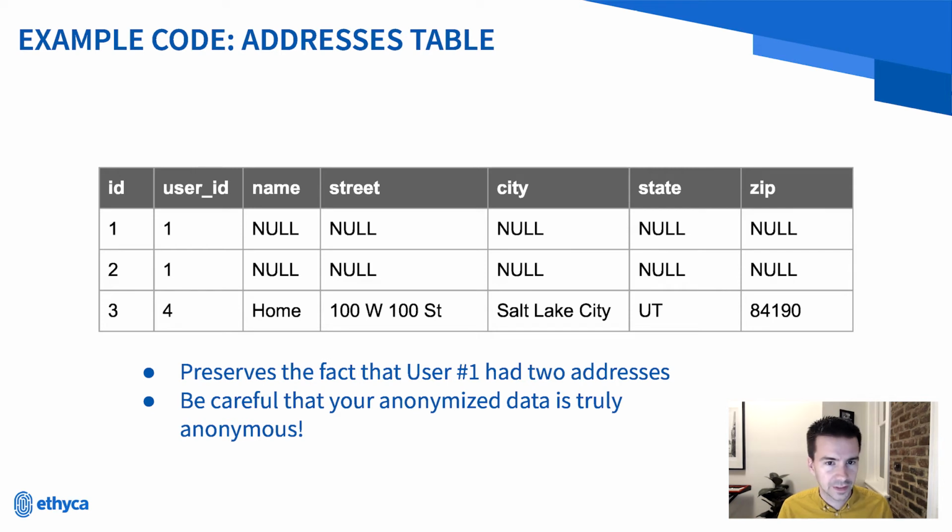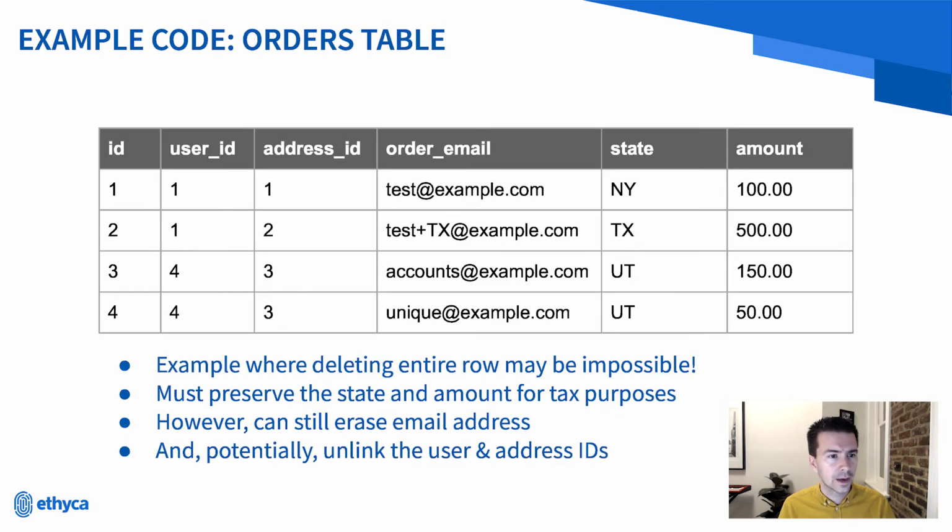And here's what that leaves us with. Now, you'll note that we're still choosing to preserve the user and address IDs here, right? Which therefore tells us that an anonymous user did exist who had two addresses. This type of preservation of anonymous data is probably okay, but only if it's truly anonymous, and you'll have to be the judge of that.